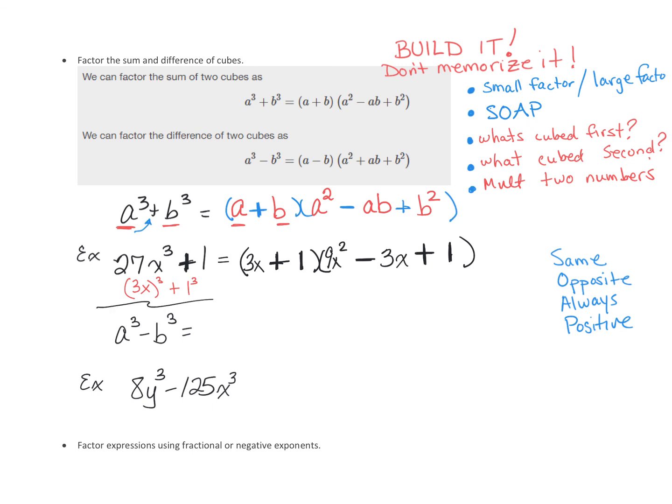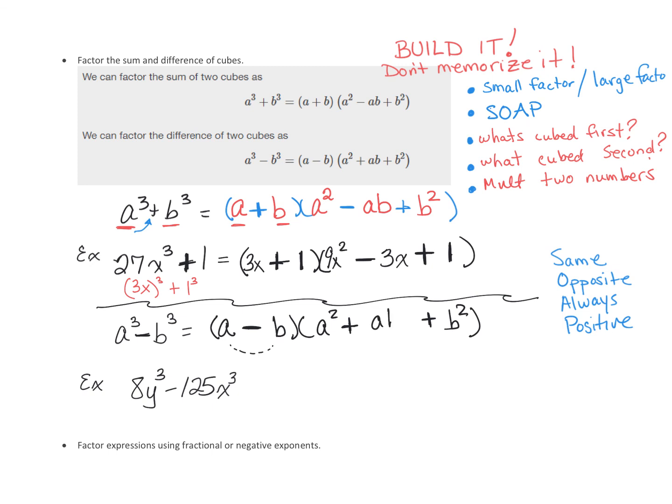So that's exactly the same for a difference of cubes. We're going to have a small factor and a large factor. The sign, since this is a minus, is the same, opposite, and always positive. We're going to get a and a squared, b and b squared, and then we'll multiply these two together and get ab.